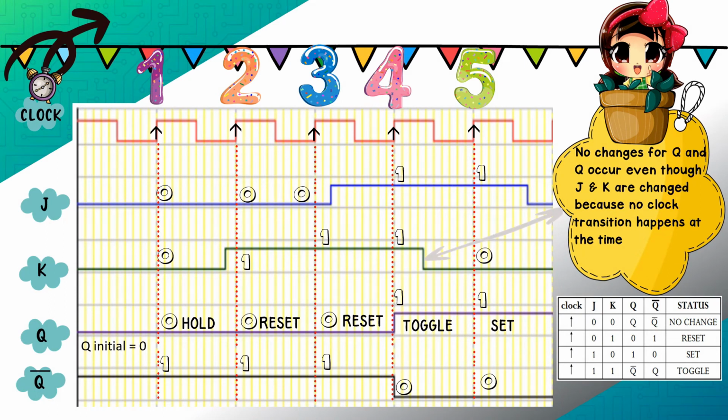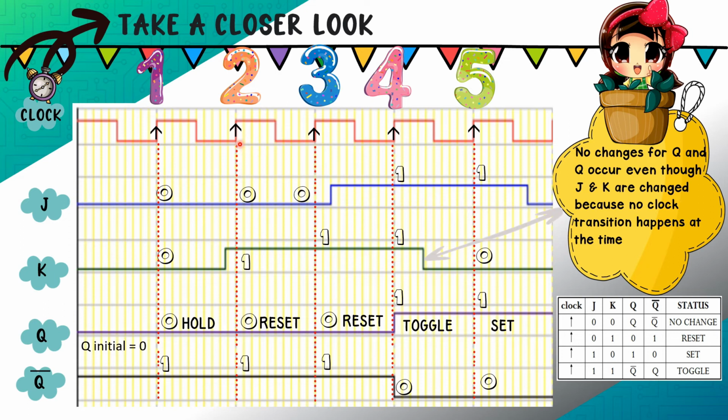Now, let's take a closer look at how the output Q is formed for each input JK and clock change. At first clock, both inputs J and K are 0. So, according to the JK truth table, if J and K are equal to 0, the output is not changed from the previous state, which is called hold state. Since the previous state of Q is 0, the output at this time is still 0. The current output state remains the same even if the JK input changes as long as no clock is triggered.